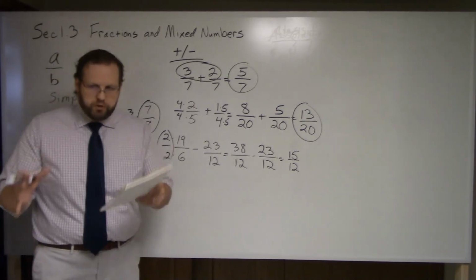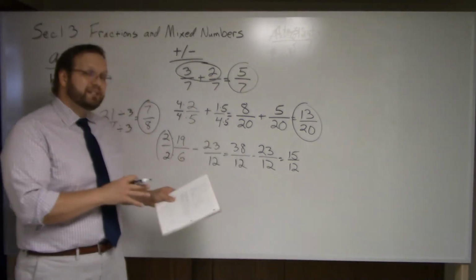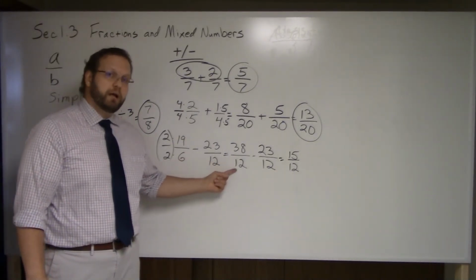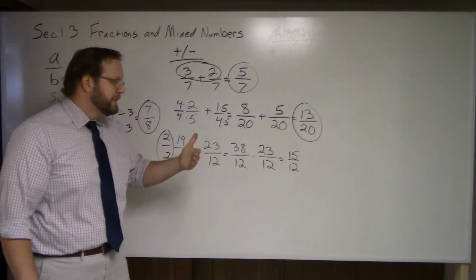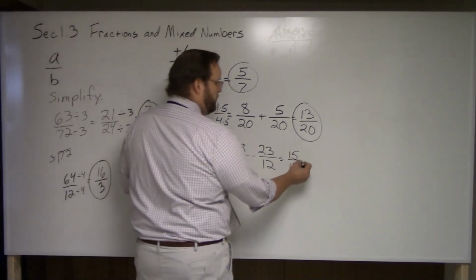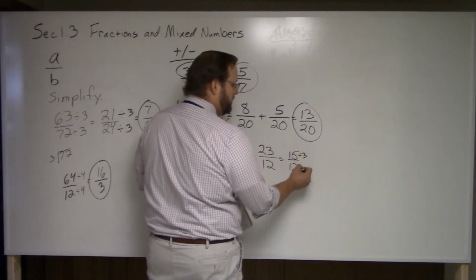With multiplying, we could reduce up front, multiply, and be done. But with addition and subtraction, I had to unreduce this to make it work. I had to cut it up into smaller pieces. Then I have to reduce at the end sometimes, so watch out for that. Both of these are divisible by 3.